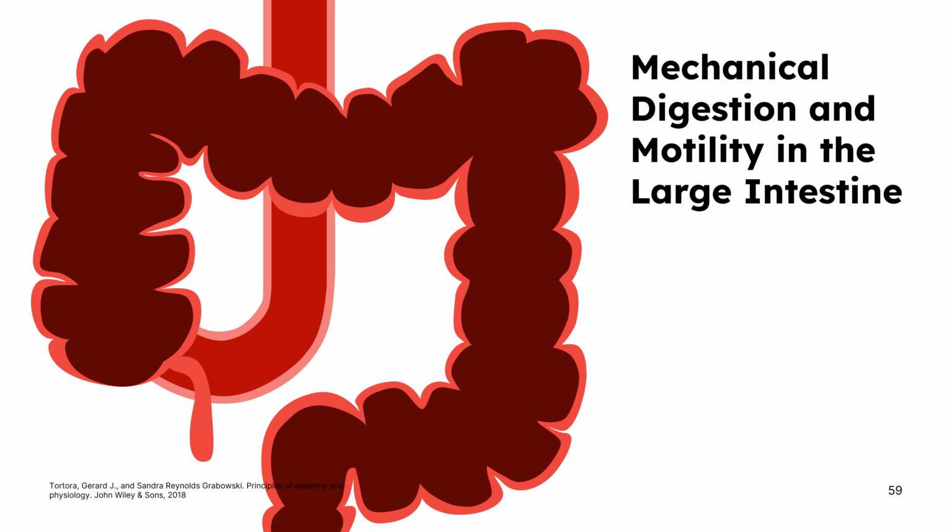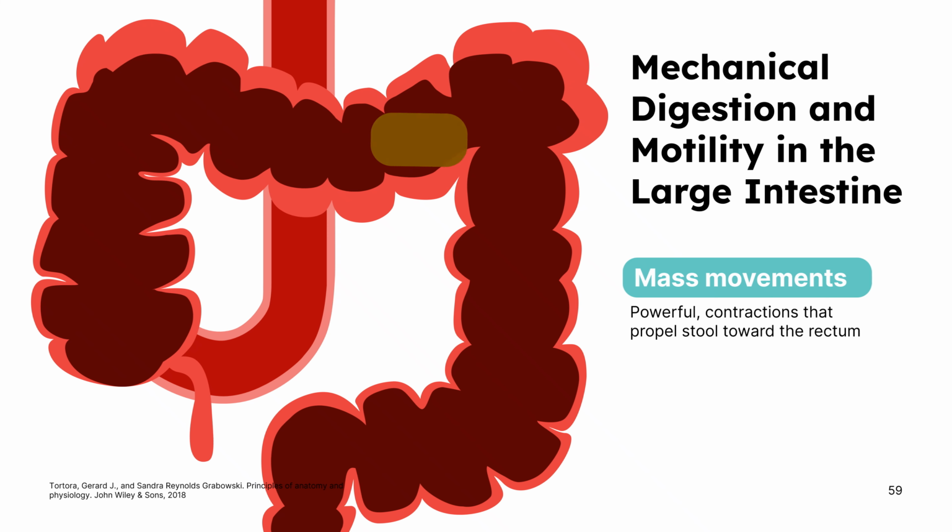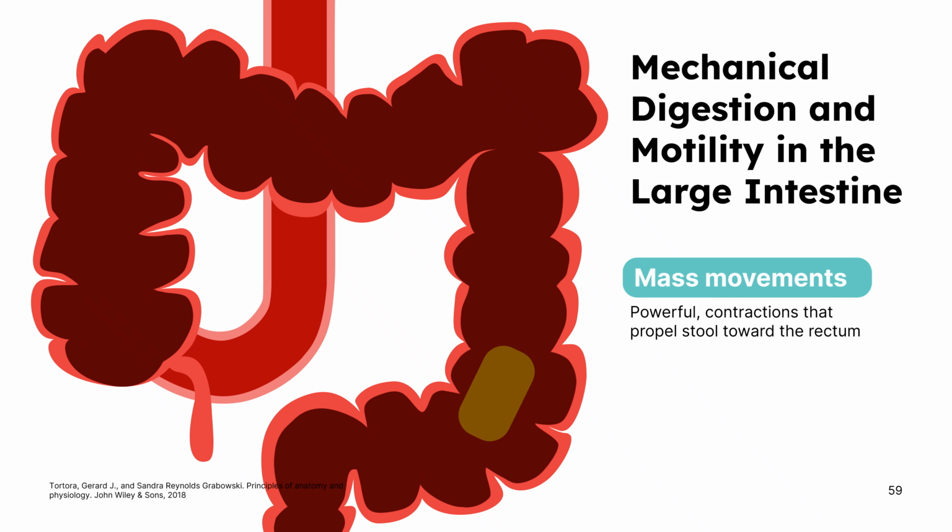Mechanical digestion and motility in the large intestine involve several key processes that help move and compact the waste material. Mass movements. These are strong, peristalsis-like contractions that occur in the colon, propelling the stool towards the rectum. They typically occur a few times a day and are responsible for moving the contents of the large intestine toward the distal colon for eventual elimination.